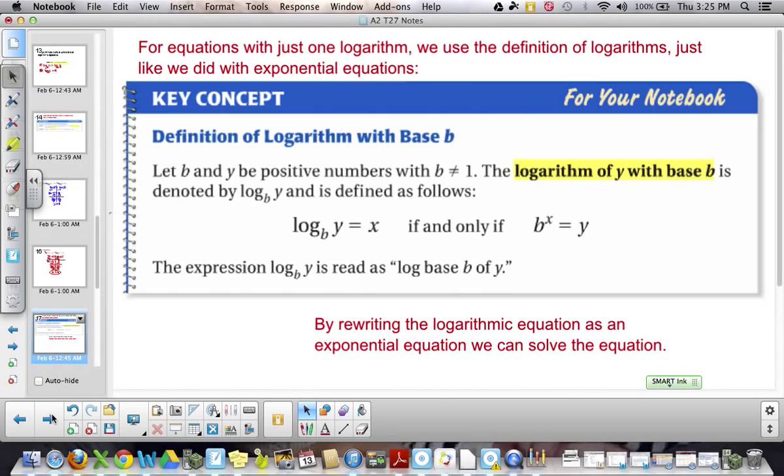All right, now the second type of logarithmic equation, we're going to use our definition of logarithms again. We did this with solving exponential equations as well. What we're doing is starting with this type of equation, and we're going to rewrite it as an exponential equation. By rewriting it that way, we'll be able to solve the equation, because whatever we're taking the log of will end up being what our exponent is equal to. So we use that definition.